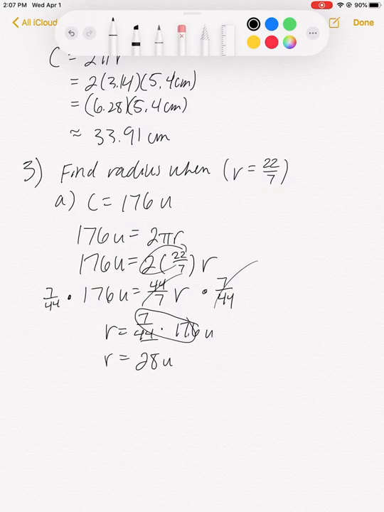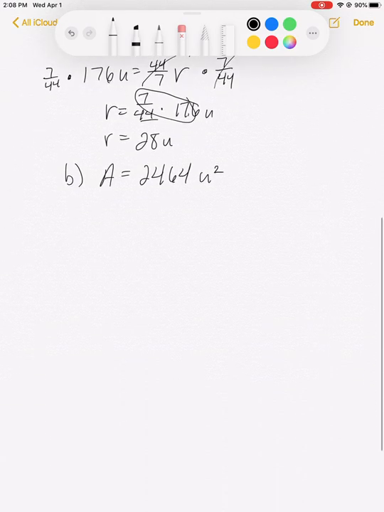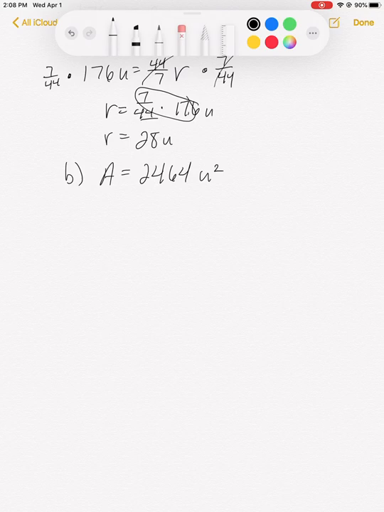Now, given the area, we're going to verify that the radius is 28 units. The area is 2464 units squared. The area formula is pi r squared, that's what we learned about just now. So 2464 units squared is the area. Pi is 22/7. The radius, we don't know, so we'll keep that as a variable. We actually know that the radius is 28 units, but let's verify.